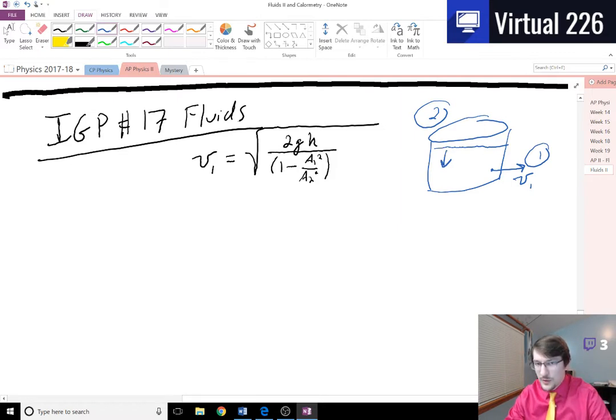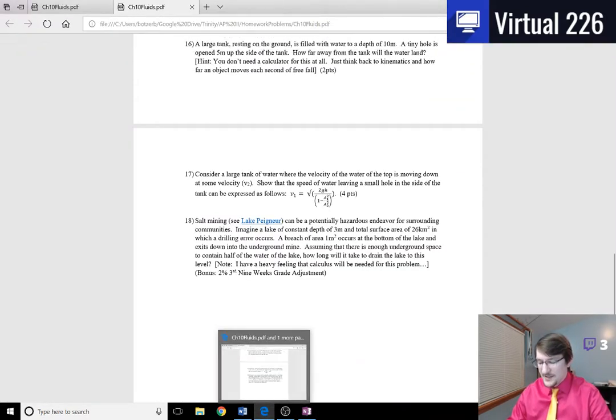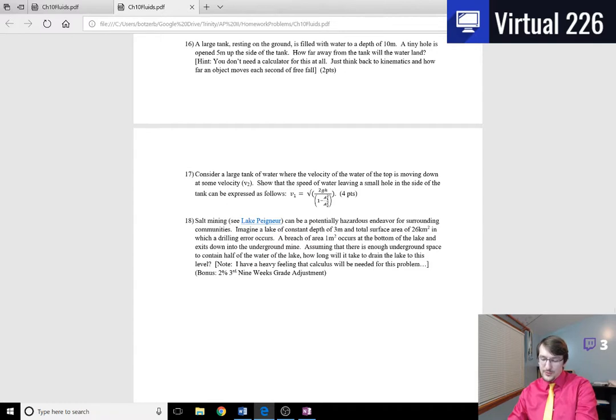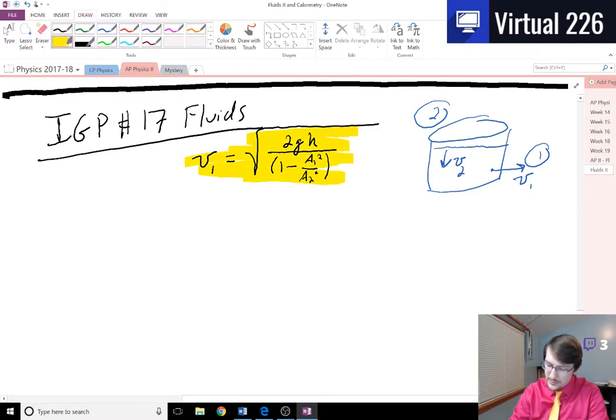In this problem though, we are not assuming that the top is stationary. We're assuming that the top is moving down with some initial velocity v2. So this problem gets a little interesting here in trying to set up. This is the final answer we're trying to prove. So that's what we're going for here. Okay, so let's try to do this.